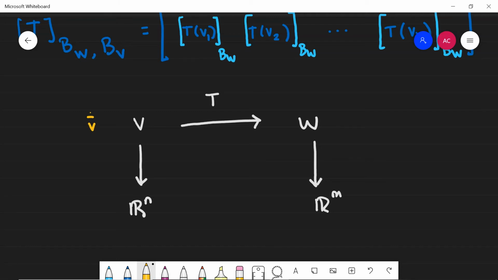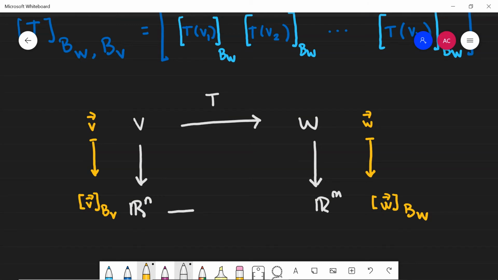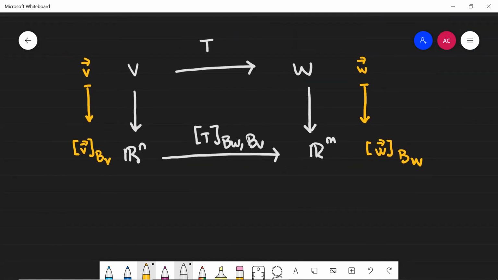So here I'm taking a vector v and looking at its coordinate vector with respect to the basis I chose. That was the basis b sub v. Likewise, over here, I'm taking a vector w, and it corresponds to its coordinate vector with respect to the basis for w. And then over here, what I'm getting is multiplication on the left by this matrix representation, b sub w, b sub v. Okay. Now, I have commutativity of the diagram.